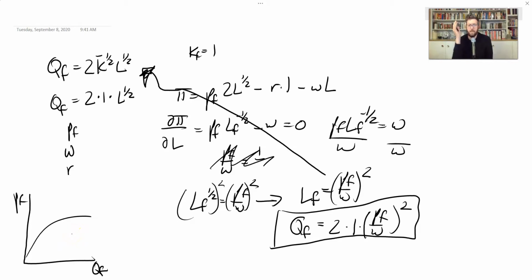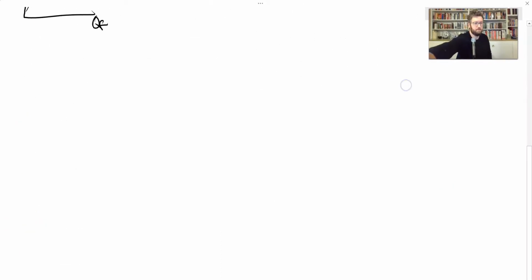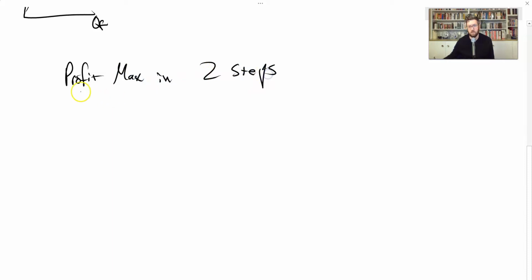Now, that's easy enough to do when there's just one good, and we can figure out a supply curve from that. But there's a way that is going to initially seem more complicated, but in the long run is going to be easier for us. That's to break the problem of a firm into 2 steps. Profit max in 2 steps. The first step is cost minimization.